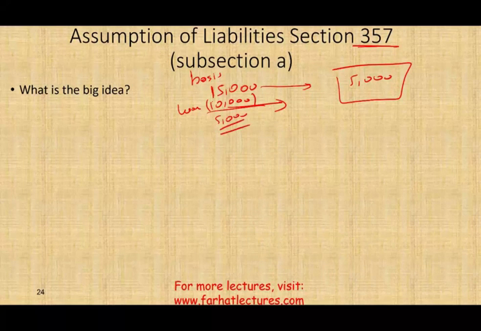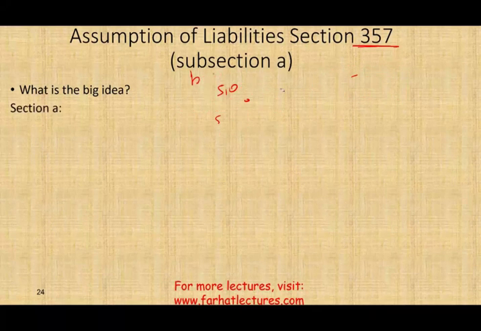Okay, so hopefully you understand this concept. I gave you the car when it was free and clear, it was worth $15,000. When I gave you the car with the loan attached to it, and that loan is $10,000, I really gave you $5,000 of value. So hopefully you get this idea in your mind.